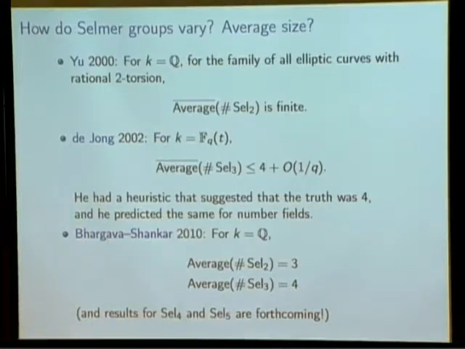Anyway, and then Bhargava and Shankar proved these beautiful results for Q, that they've computed the exact value of the average size of Selmer 2 and Selmer 3, and I guess Selmer 4 and Selmer 5 are coming.